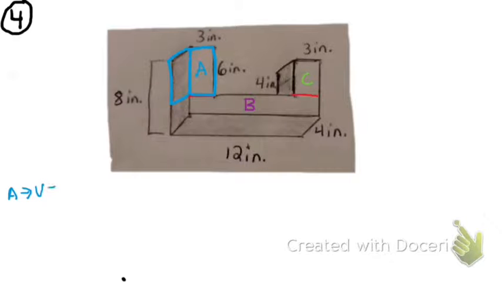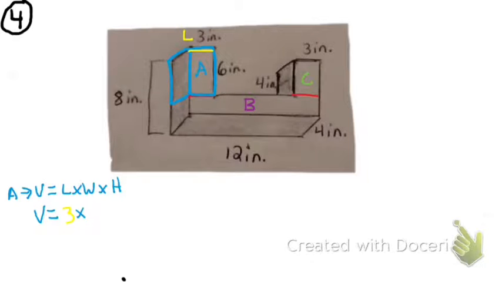As always, when I'm finding the volume, I write the formula: volume equals length times width times height. My length is going to be my left to right. So let's look at figure A and see if we can find a left to right line that's labeled. And there it is, right there in yellow. That length will be 3 inches.